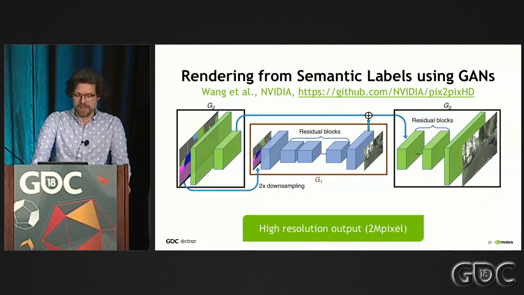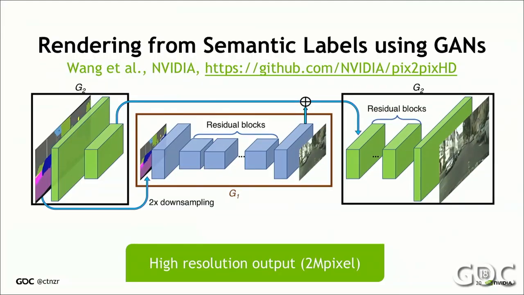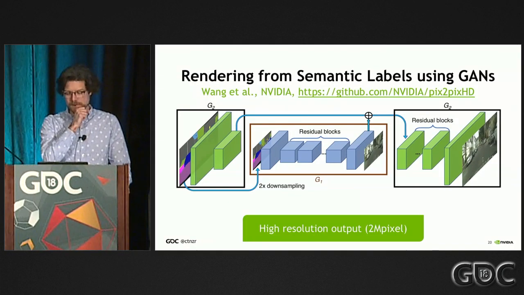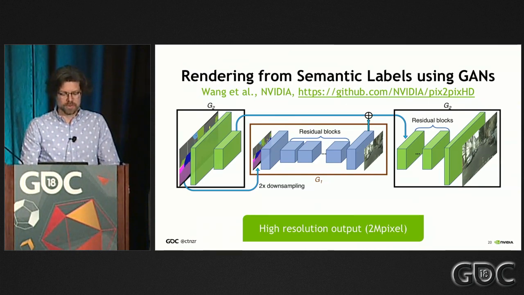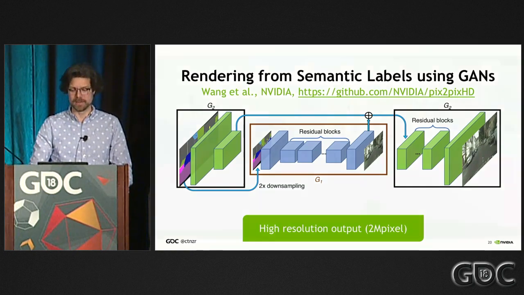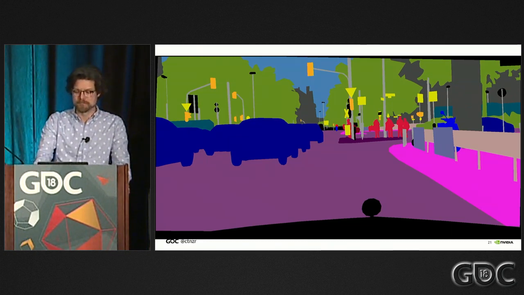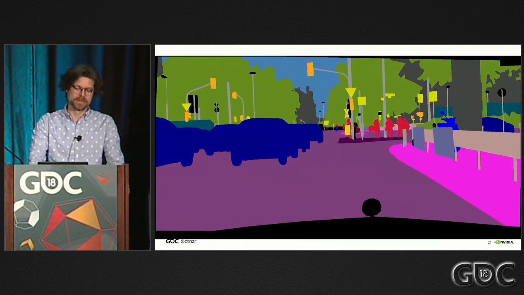Another project that I'm pretty excited about that actually took place in my lab is rendering photorealistic images from semantic labels using GANs. And this work just got accepted at CVPR, so it'll be presented in July at the CVPR Computer Vision Conference. This project tries to make high-resolution photorealistic scenes given only semantic labels. So what does a semantic label look like? Here's an image from the Cityscapes data set.